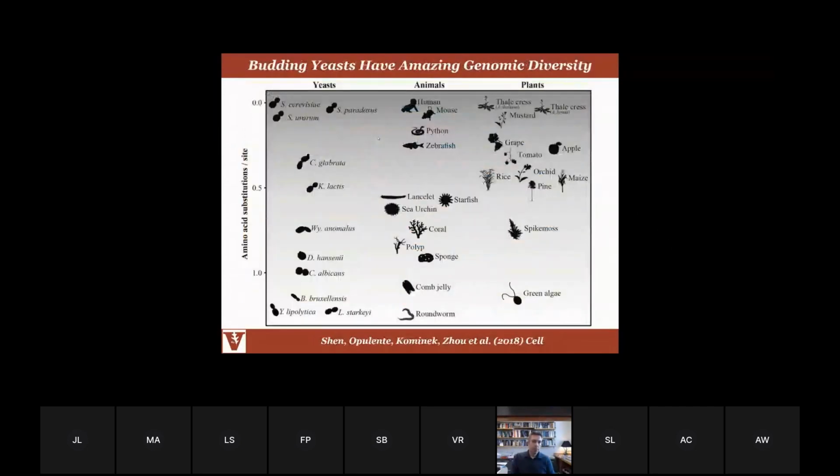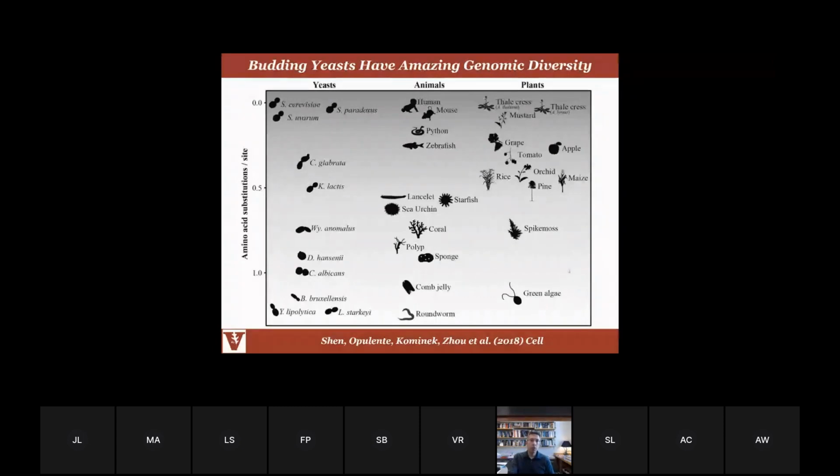Now, they're morphologically not that different, but I want to emphasize that they have amazing genomic diversity. If we take Saccharomyces cerevisiae, the baker's yeast, and compare its protein sequences pairwise with those of its close relatives in the budding yeast lineage, and we do the same for human and their relatives, all the different animal phyla, and for Arabidopsis and other members of the green plant lineage, what we see is that yeast harbor genomic or evolutionary sequence diversity on par with that seen in animals and plants, even though all yeast, you would say, maybe look very similar to each other.